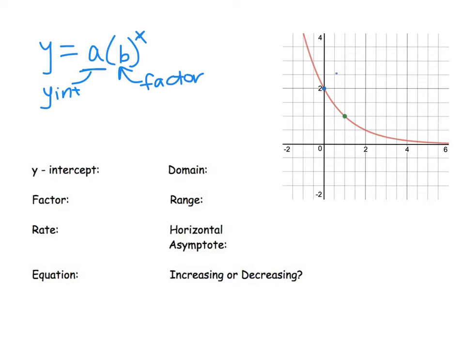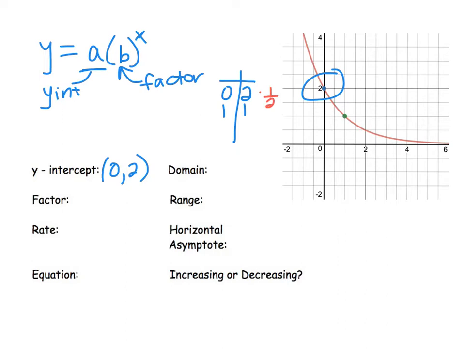So I can see that my y-intercept is at 2. So I've got (0, 2) is my y-intercept. And if I draw a quick table here and just put (0, 2), and this other point that I can see, which is (1, 1), it'll help me to find my factor. And the easiest way I have found to find my factor is to just divide. Divide my second term by my first term. So if I do 1 divided by 2, that tells me my factor is 1/2.